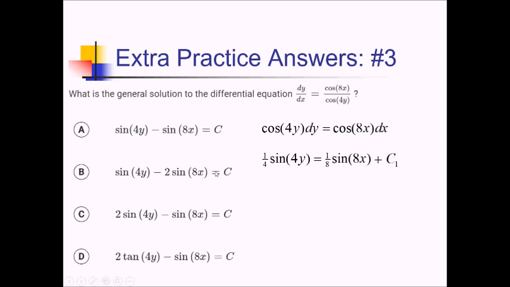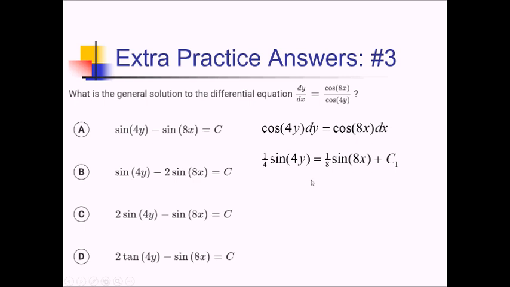Now looking at the answer choices, it looks like all we actually have to do is isolate the c and basically get rid of the fractions. So to get the c by itself, I just have to subtract this 1/8 sine of 8x to the left side.